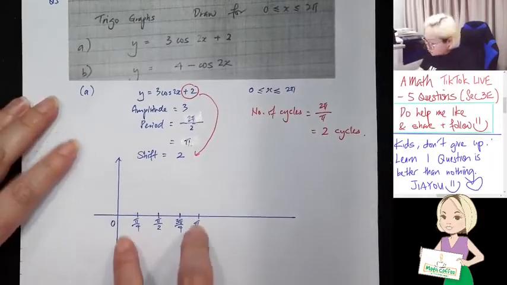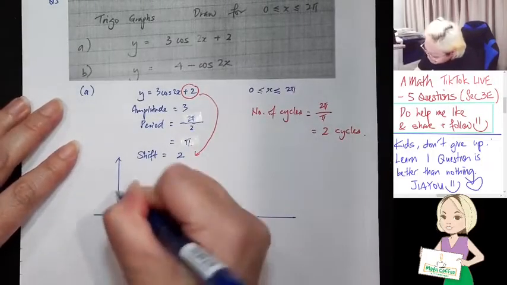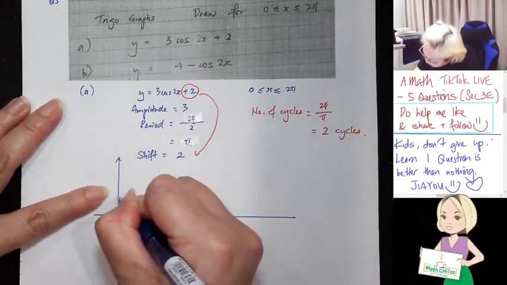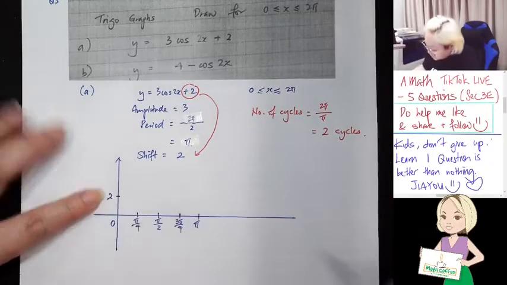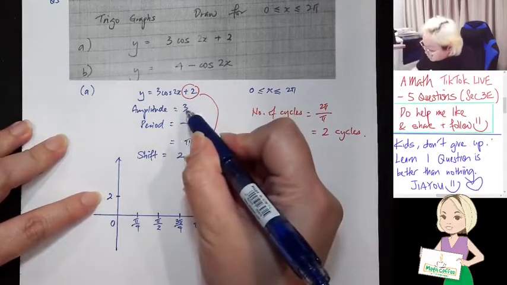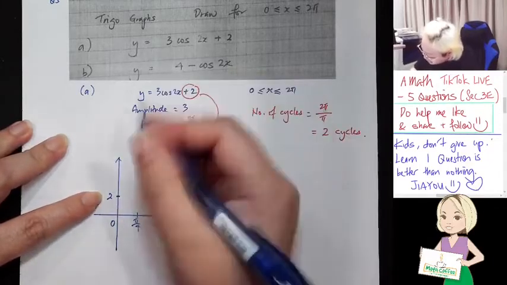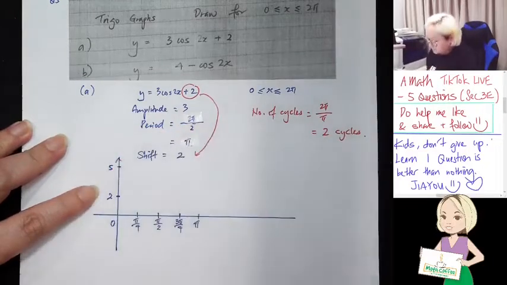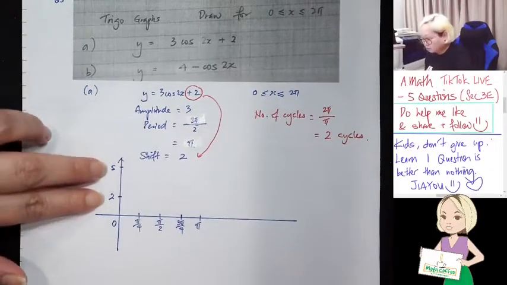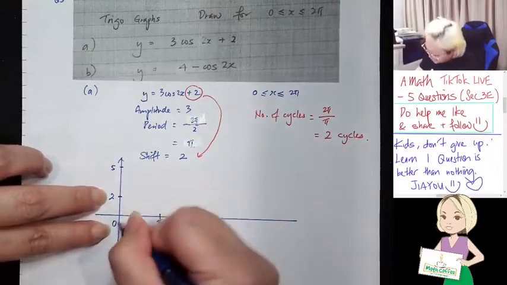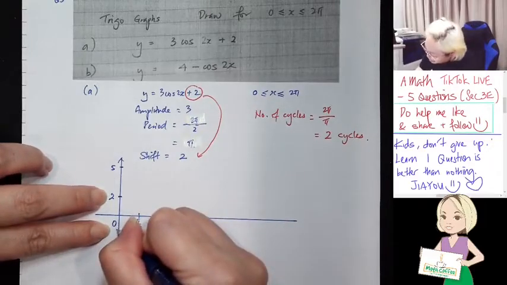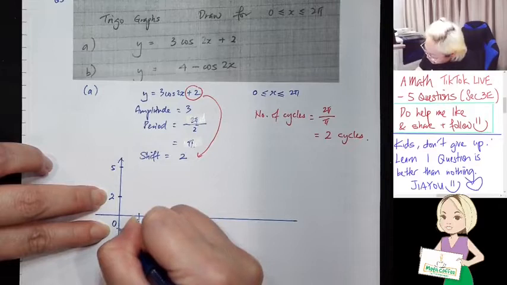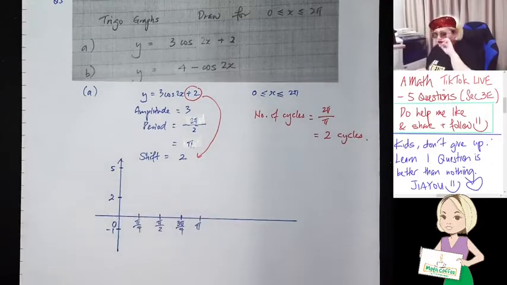Okay, so this one, shift 2. That means I need to draw, I will write this as 2. And then my amplitude is 3, right? So 2 plus 3 is 5. So 2 here, 4 here, so my 5 is around here. See, this is amplitude 3. 2 minus 3 is -1, around here. So my maximum is 5, my minimum is -1.